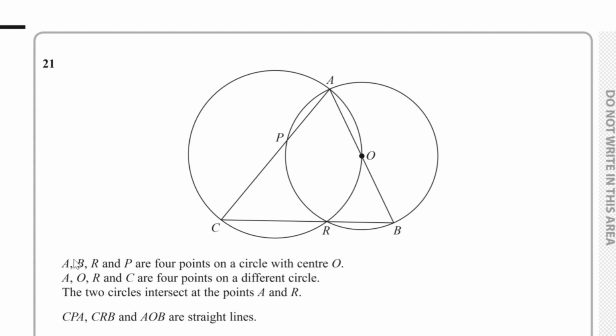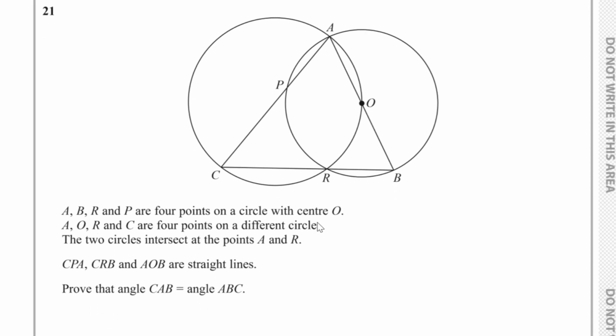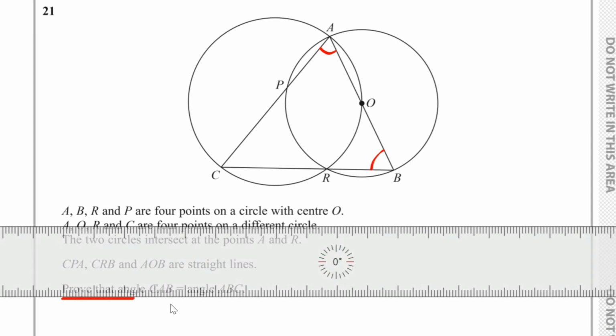Question number 21. A, B, R and P are 4 points on a circle with centre O. A, O, R and C are 4 points on a different circle. The two circles intersect at the points A and R. CPA, CRB and AOB are straight lines. We have to prove that the angle CAB, which is this angle here, and the angle ABC, that's here, are equal. So this is the goal of the question.